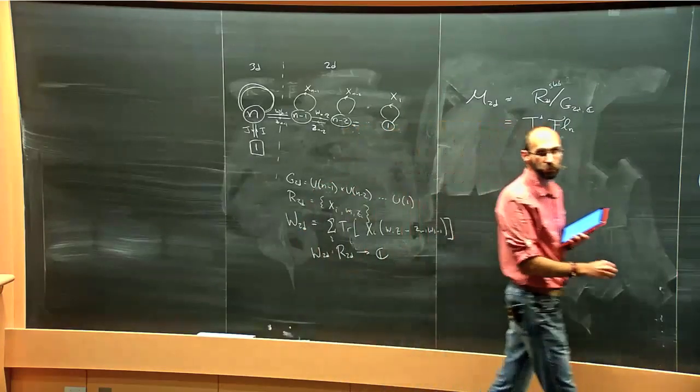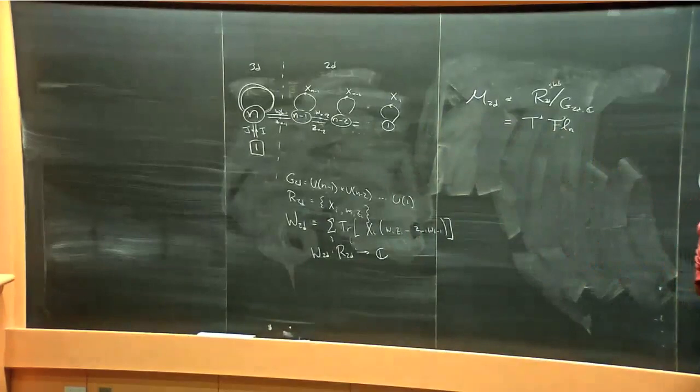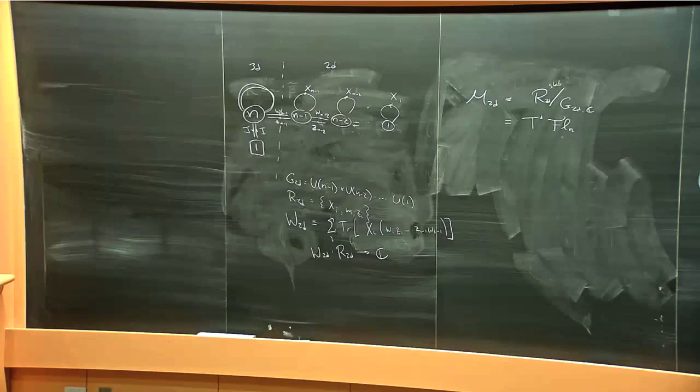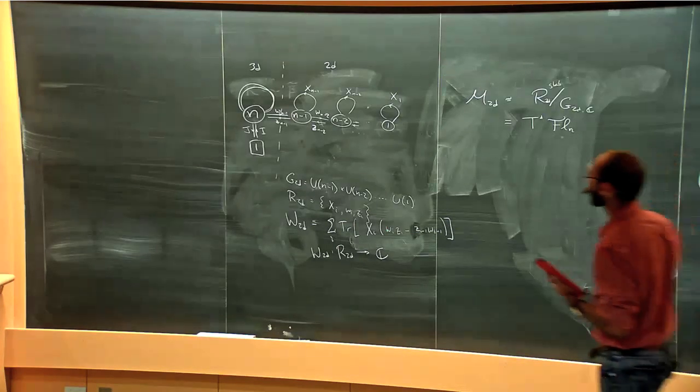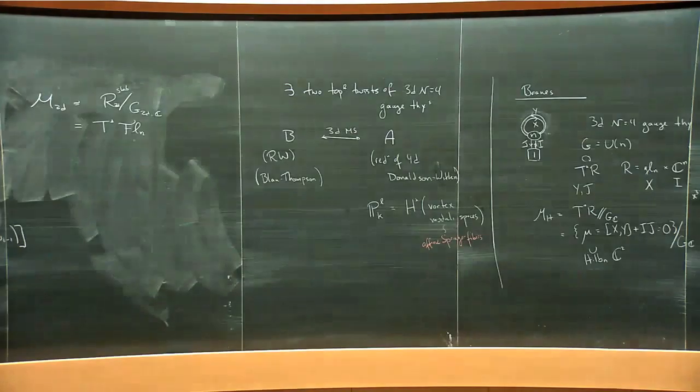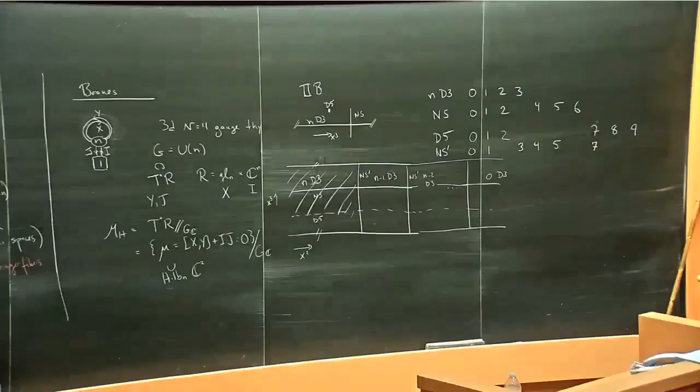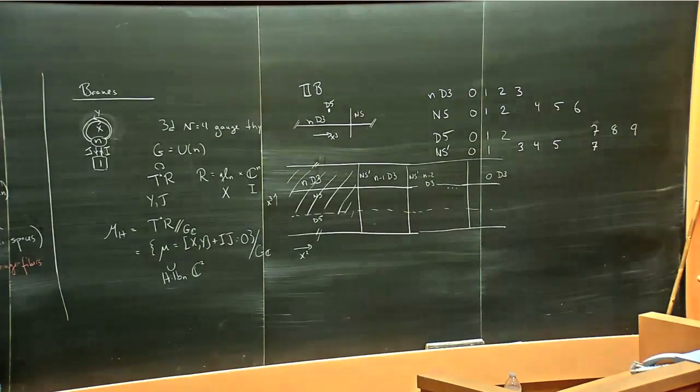But don't you need 2 adjoints if you consider 4,4? No. There's another adjoint in the vector multiplet. So the thing I was drawing is the adjoint in the 4,4 vector multiplet. I'm just drawing it as a chiral. Yeah, sorry.